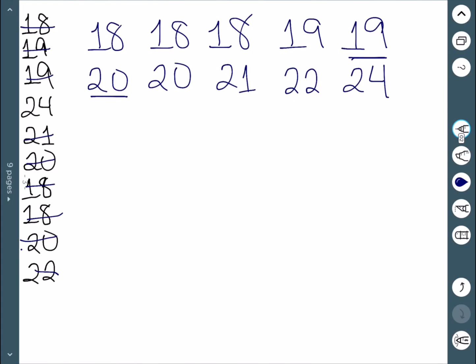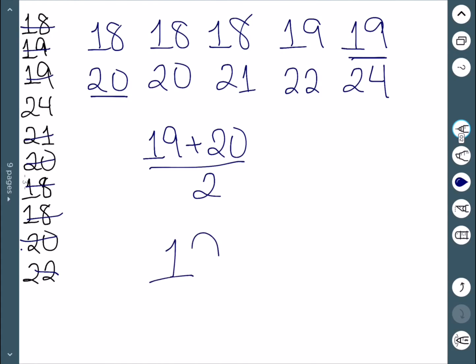Therefore, if you have an even number of data values, you take your 2 points in the middle, which in this case is 19 and 20, and you find their average. So you add them up and divide by 2. Therefore, this median is 19.5.